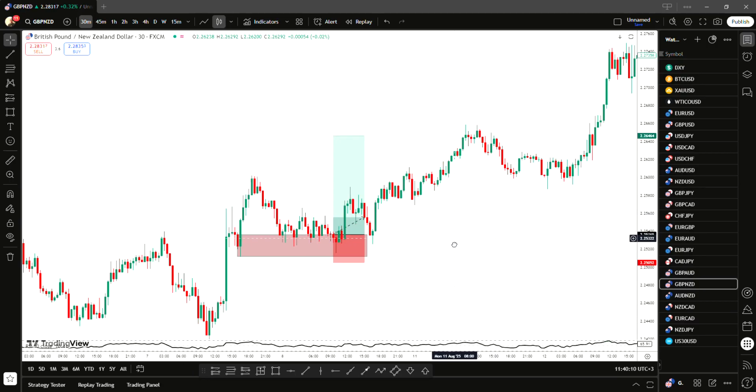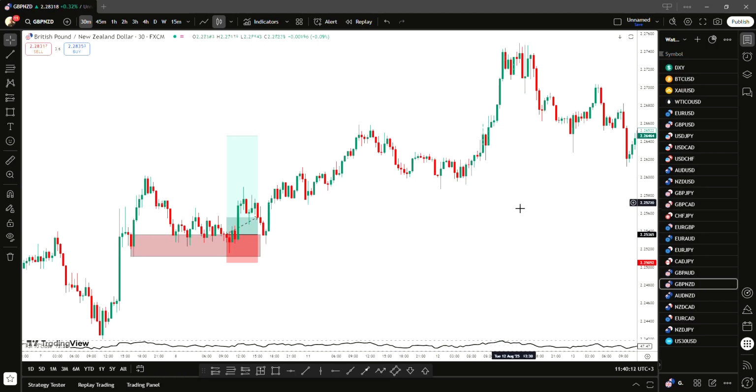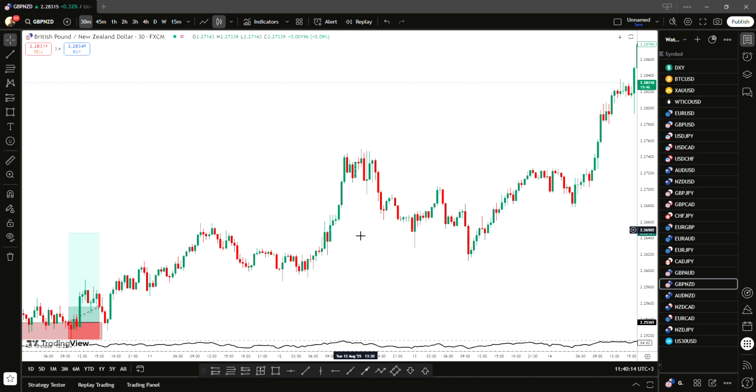So we shall just proceed and look for another setup. So we had one here. There was a rally, a base, a rally. Good rally to the upside, break of structure. And then you marked that zone very well, this one here. Mark it very well like this.